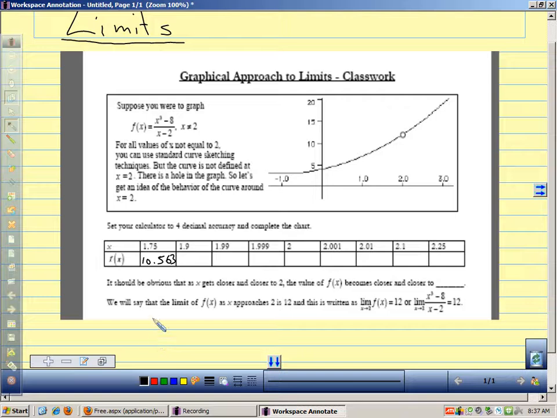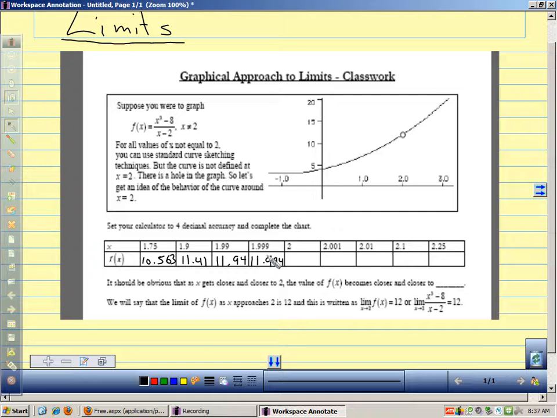And again, what we're interested in is what happens to this function as x gets close to 2. At x equals 2, it's undefined, but what happens when x gets close to 2? At x equals 1.9, we get 11.41 if we plug that in. If we plug in 1.99, we get 11.94. If we plug in 1.999, getting closer to 12, we get 11.994.